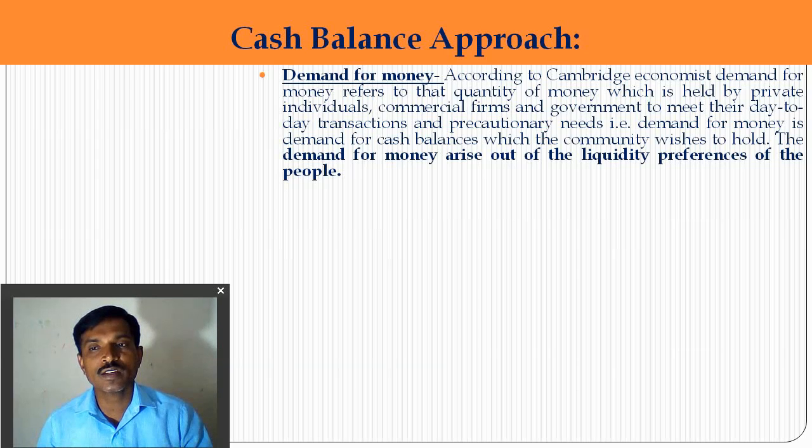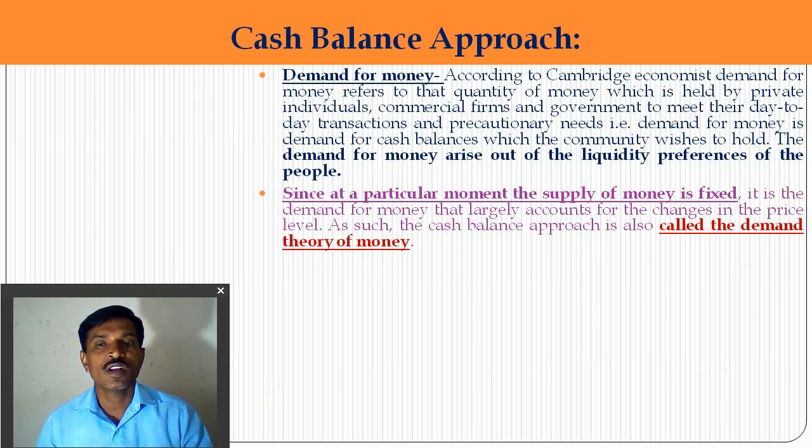The demand for money arises out of the liquidity preference of the people, and liquidity means cash holding of the people. Since at a particular moment the supply of money is fixed, it is the demand for money that largely accounts for the change in the price level. As such, the cash balance approach is also called the demand theory of money. Fisher's theory explains how the supply of money impacts the price level and value of money, but the cash balance approach explains how the demand for money impacts the price level and value of money. That's why it's called the demand theory of money.